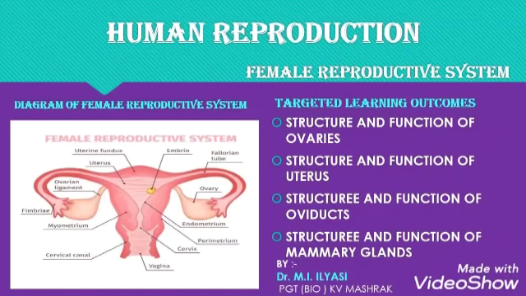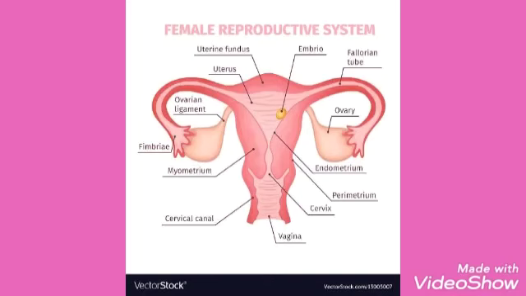Infundibulum is the funnel-shaped part closer to the ovary. Fimbriae are the fine finger-like projections at the edges of the infundibulum that aid in collecting the ovum after ovulation. Ampulla is the wider part of the oviduct after the infundibulum. Isthmus is the last part of the oviduct. It has a narrow lumen and joins the uterus.